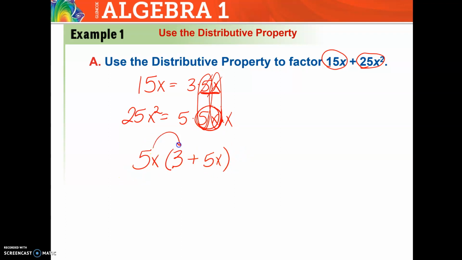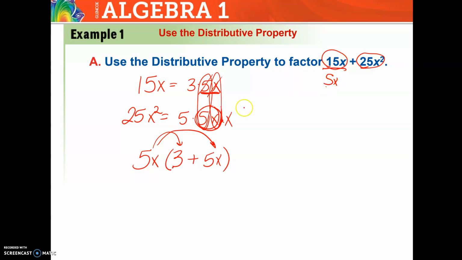If I multiplied this back out, I would go back to this here, 15x, 25x. So you're going to get to a point where you can find that greatest common factor or see it without writing them this way. And then I can also look at it as dividing this by 5x.